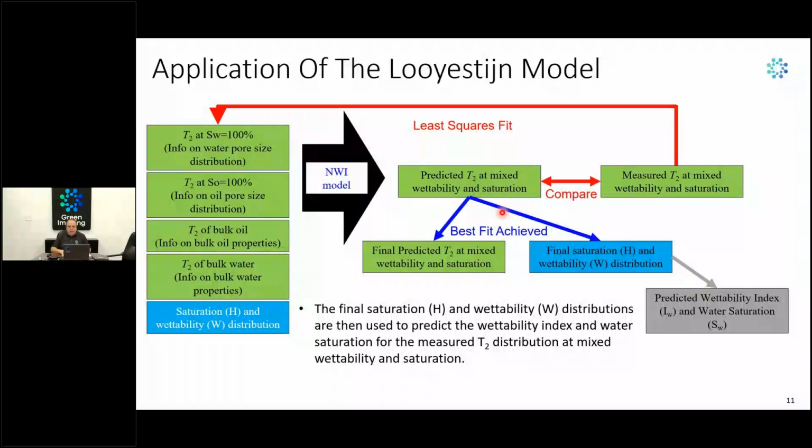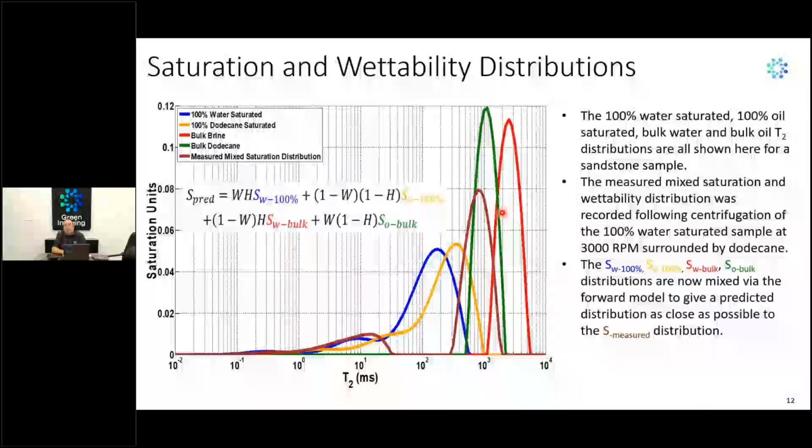So I'm going to now try and explain this a little bit more clearly using some actual T2 data. Here are some T2 distributions for a conventional sample where I have the 100% water saturated T2 distribution shown in blue, the 100% oil saturation, in this case decane saturated, shown in yellow, the bulk decane shown in green, and the bulk brine T2 distribution shown in red.